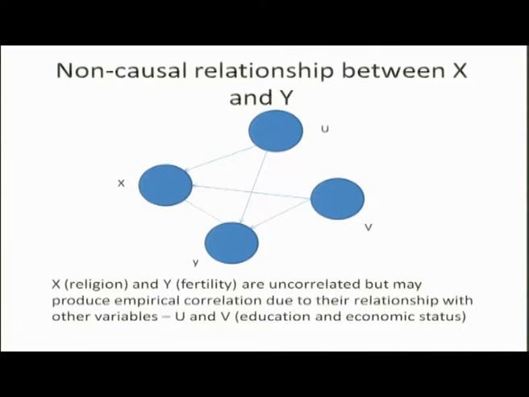Then why does correlation come? Correlation comes because there are two other variables U and V, where U affects both X as well as Y, and there is a V which also affects both X and Y. If you remove the effect of U and V from their relationship, then there may be no correlation between them.